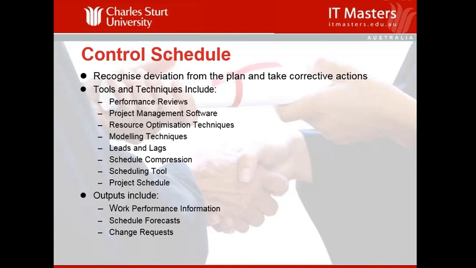And the outputs from that is you've got work performance information, you've got schedule forecasts. In other words, we now realize that we may take longer, or we actually think we can finish a bit quicker than we thought. Or we may have to raise change requests or variations to take account of the fact that we realize that we're not going to finish on time. We need to go ahead to spend extra time, provide extra resources, and maybe have to spend some extra money.